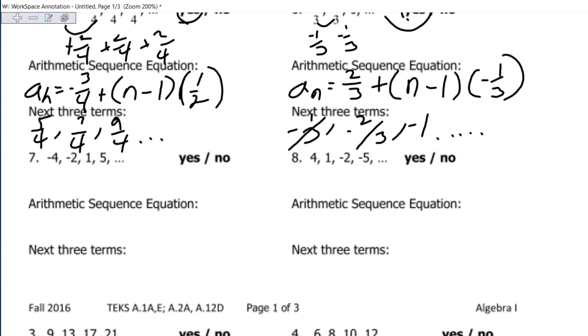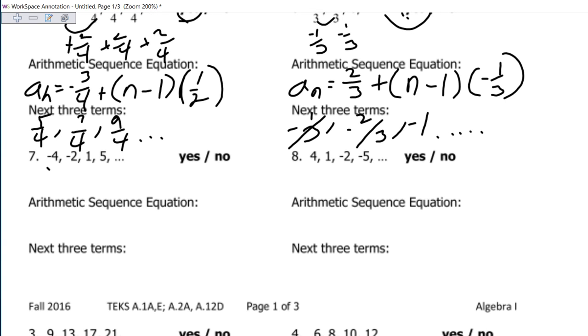Alright. Next up, we got number 7. And if we look at this, that's going to be plus 2, plus 3, and plus 4. And that, as you can plainly see, is not an arithmetic sequence. So we don't have to worry about it after that point. Now, we can minus 3 on this one. Minus 3, and minus 3. So that is a yes.